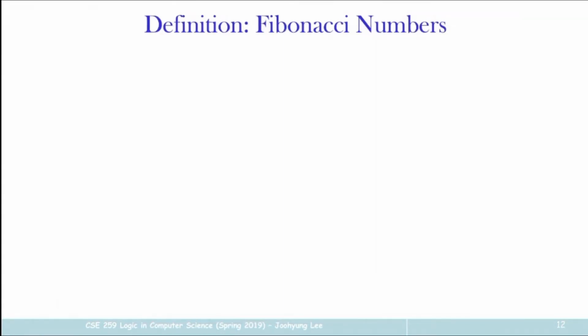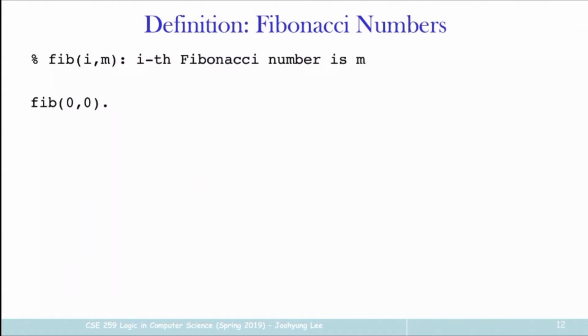Fibonacci numbers. Do you recall Fibonacci numbers? You should, right? We had many exercise problems on that. So how do we describe a Fibonacci number? Fibonacci number 0 is 0. Fibonacci number 1 is 1. Fibonacci number 2 is fib of 0 plus fib of 1. So that's a recursive call. This is how you define a Fibonacci number.